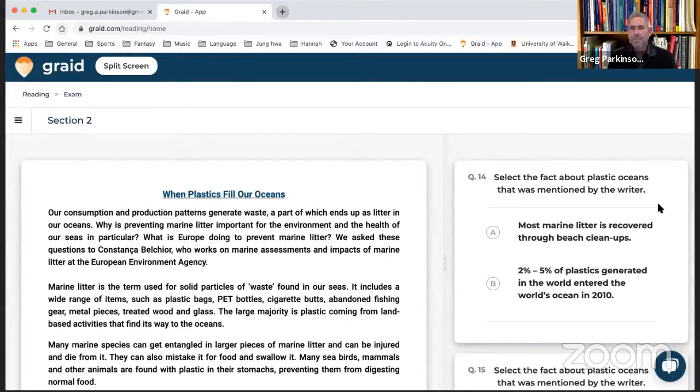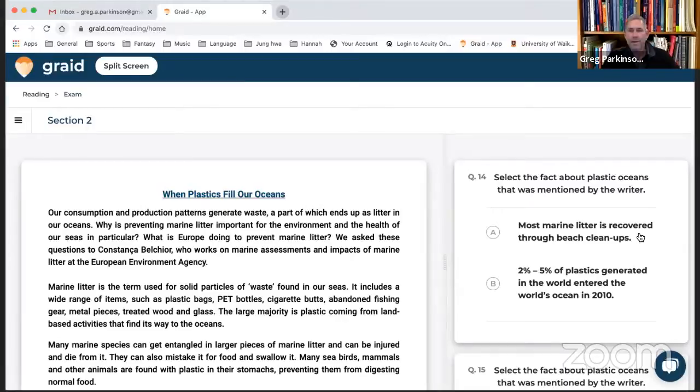With this type of question, what I would do is I would just look for the keywords that are in both statements. Now, we know that the title here is when plastics fill up our oceans. So if we look at option A, the kind of words I would not be scanning for would be marine, because marine is likely to be found throughout the reading. Litter, again, the title, we know that it's when plastics fill up our oceans. Probably the word litter, I imagine, is going to be mentioned or used many times throughout. So what I would be scanning for is beach cleanups, right?